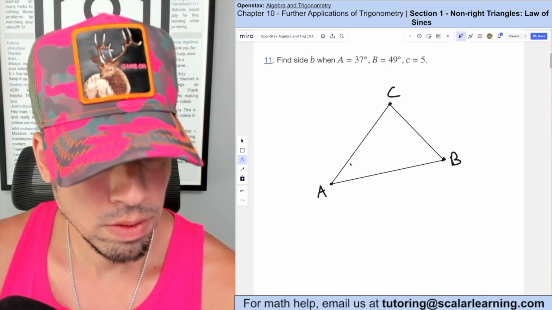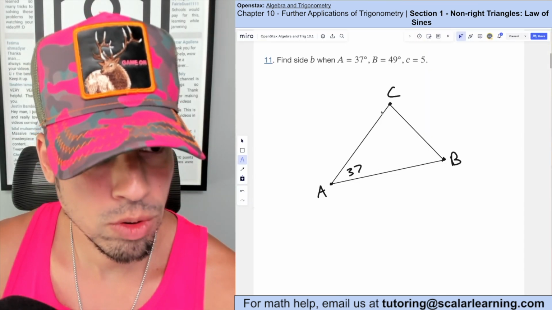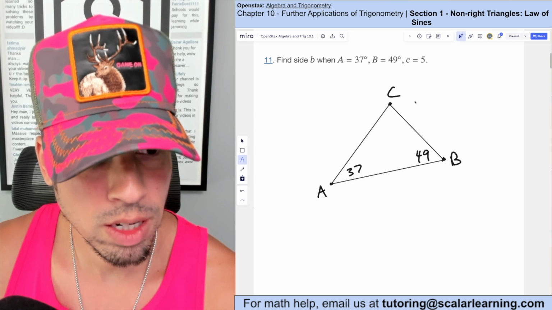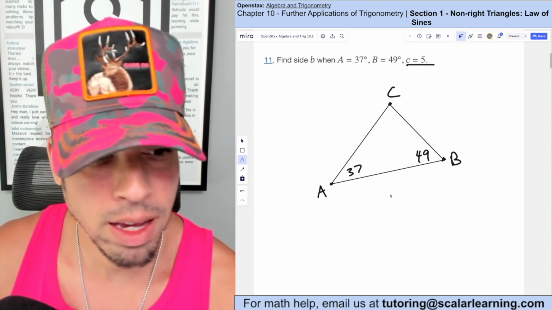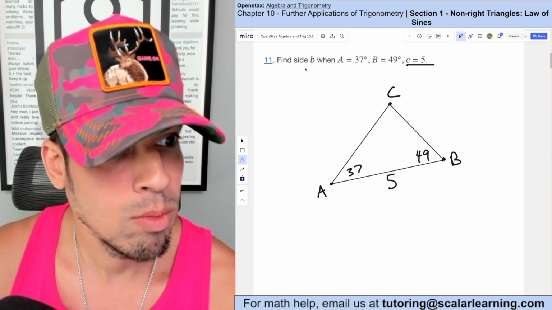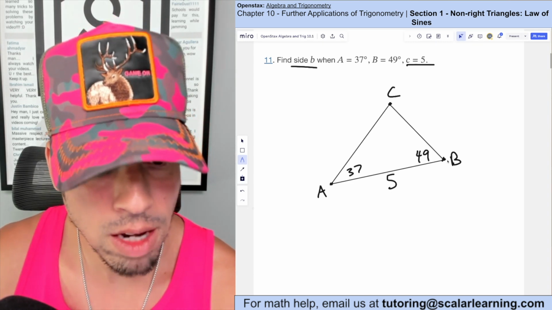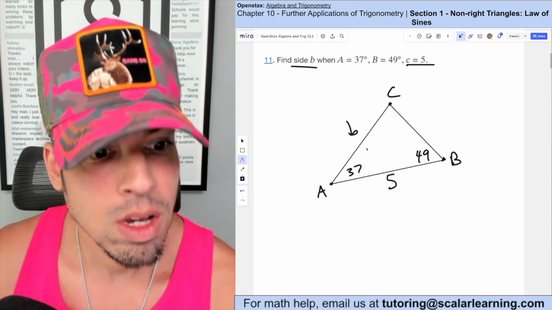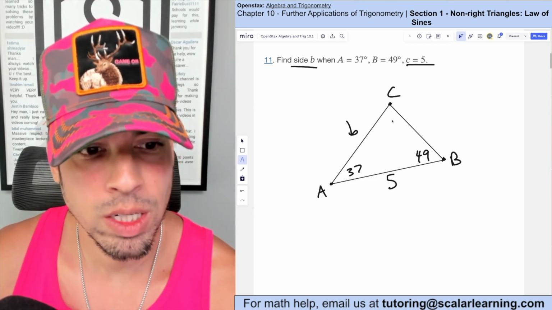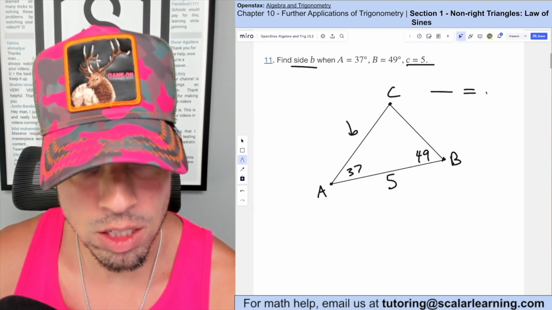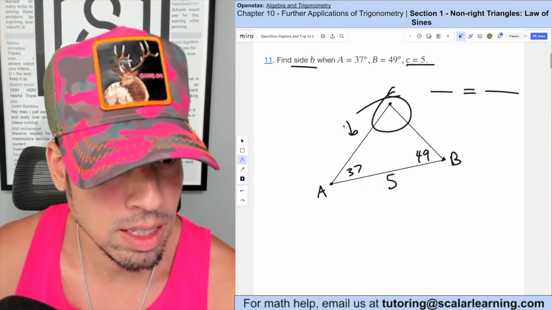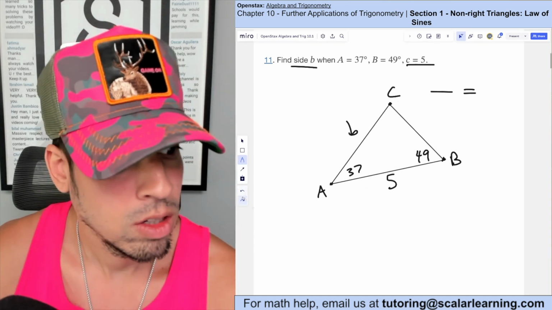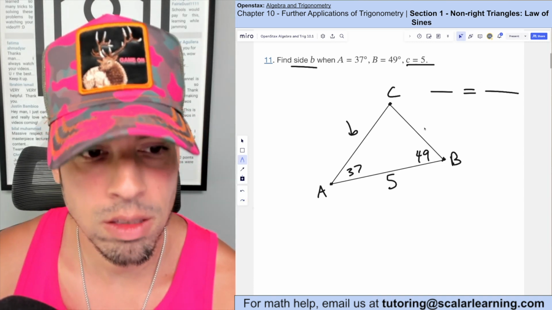So for this one, we're given that A is 37 degrees, B is 49 degrees, and this side C is 5. And again, C is going to be opposite the angle C. So this side here is 5. And what we're trying to find is side B, and that's opposite angle B like this. All right, so what we need is to set up the law of sines. But the problem is to do that, since the only side length I have is this, I need this angle.